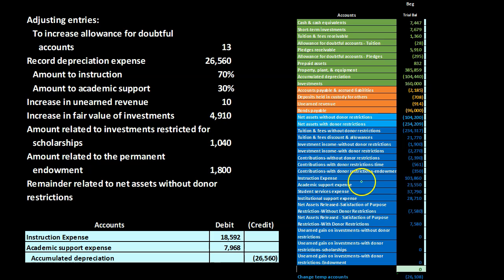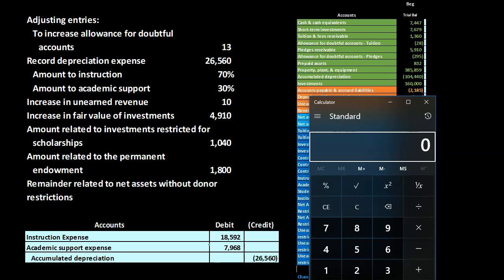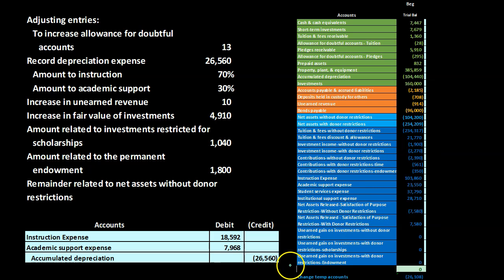So what we're going to do then is we're going to debit, instead of depreciation expense, the allocation to the amount for instruction and academic support at the 70 and 30. So that's going to be the 26,560 times the 0.7 being the 18,592. And then we have the 26,560 times the 0.3 or 7,968. The credit then going to the accumulated depreciation at the 26,560.